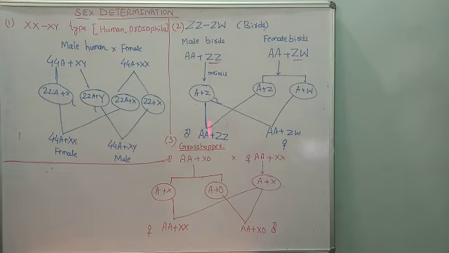Now there is one more problem, in the grasshopper. This is also very important. Only three are mentioned, but all three you have to understand, and you should be able to work out these problems. So next comes the grasshopper or cockroach. In the grasshopper also, what type is it? It is XX-X0 type of sex determination. Let us work out the problem here.